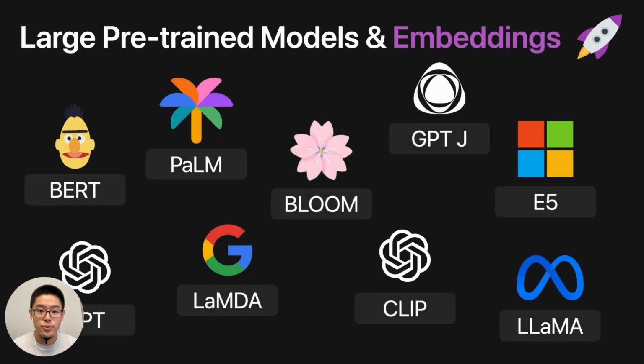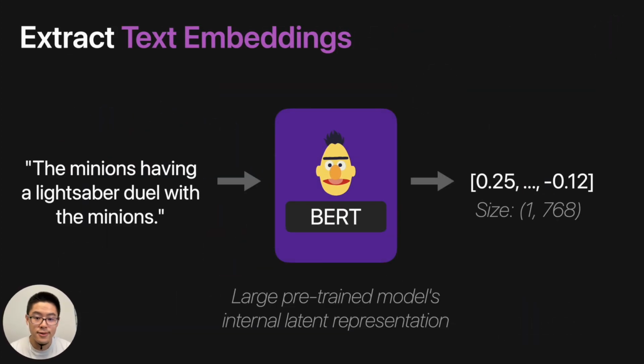Over the past few years, we have seen a boom of large pre-trained models, and those models have incredible capabilities. Sometimes people also use them to extract embeddings, and use the embedding of input data for diverse downstream tasks. Take the most classical example, the BERT model. If we give an input sentence like "the minions having a lightsaber duel with the minions" and feed it into the BERT model, we can activate different layers, and we can track the activation of a certain layer as the embedding of the input sentence.